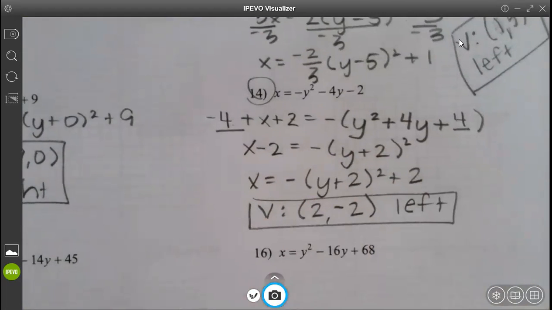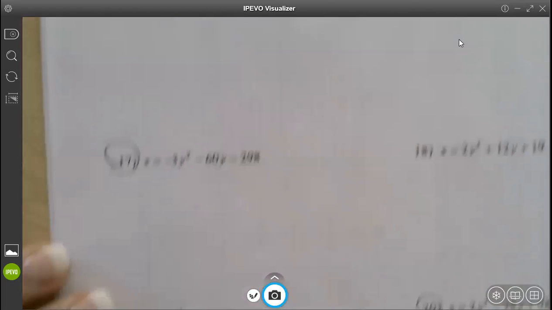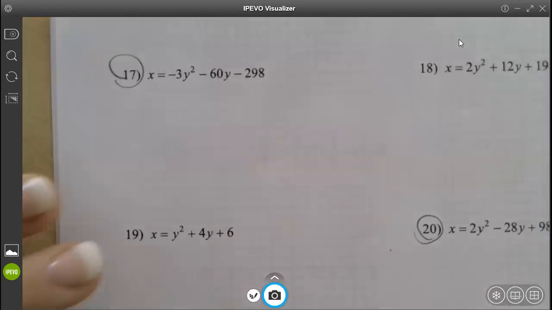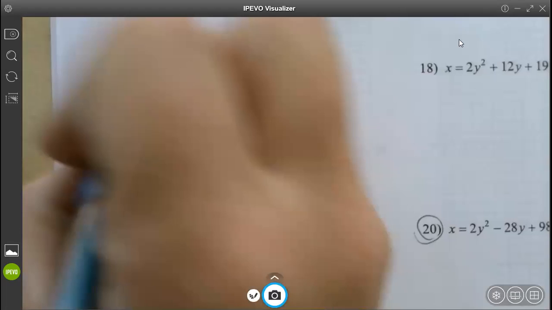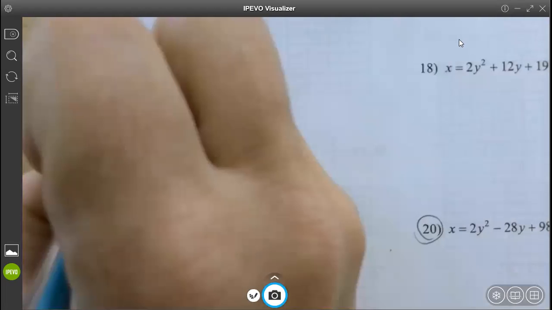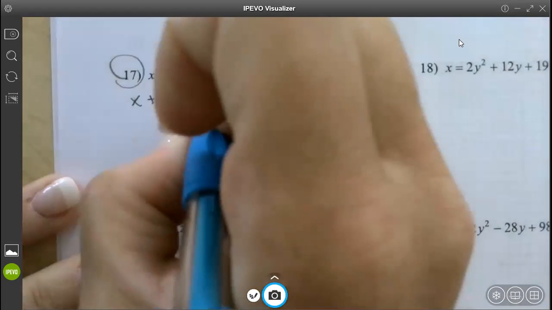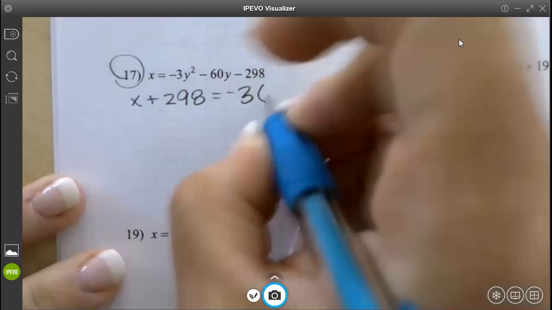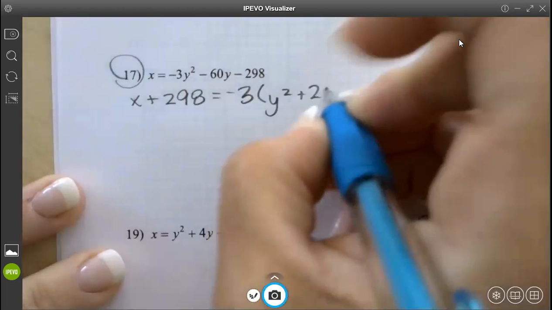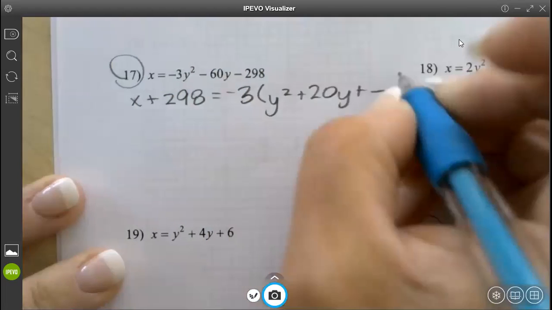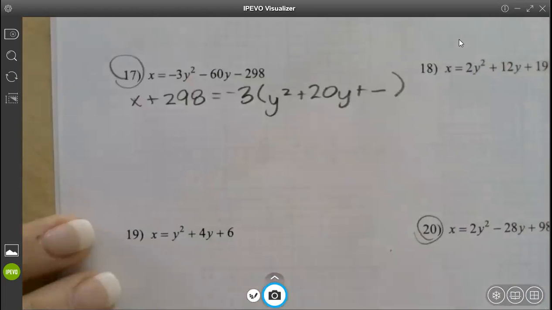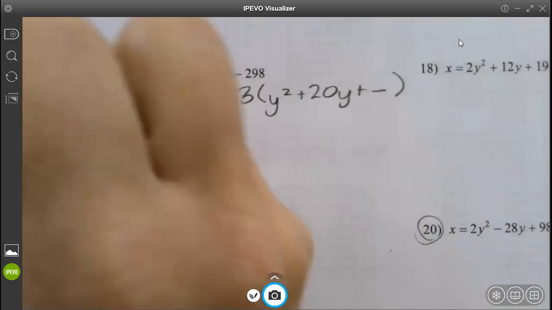All right, 2 more, guys. 17 is where we're going next. We need to move the 298 and take out what? Negative 3. So we get y squared plus 20y plus blank. Make sure you're changing those signs. Don't mess those signs up. Put your blank in front as well.